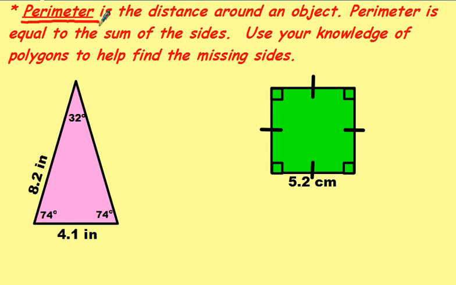Perimeter is the distance around an object. Perimeter is equal to the sum of its sides. Use your knowledge of polygons to help you find the missing sides.